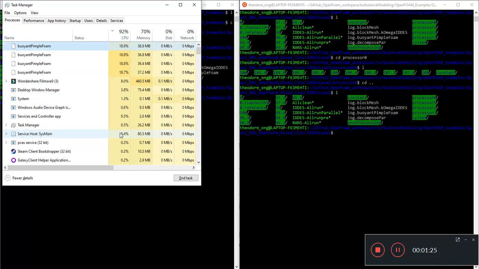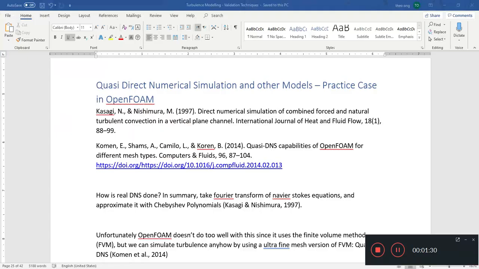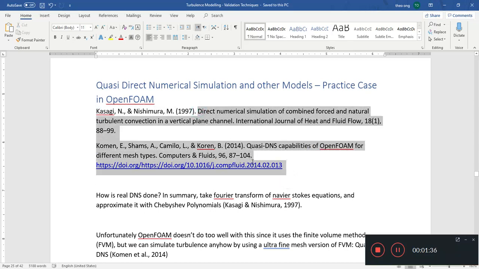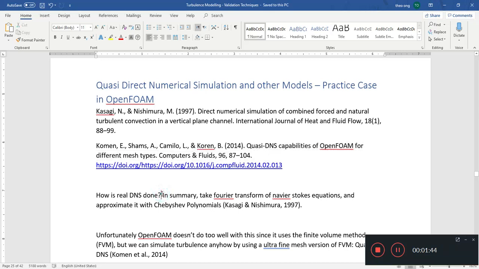So without further ado, I'll just introduce you to the case that we are considering today. It's a simple case, and here are some of the papers that I've been using. This one is called quasi DNS capabilities for OpenFOAM of different mesh types. So OpenFOAM can do DNS, no problem. There are just some caveats to it, alright?